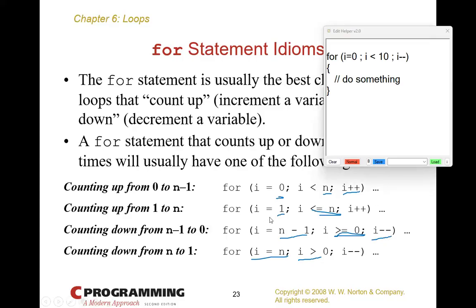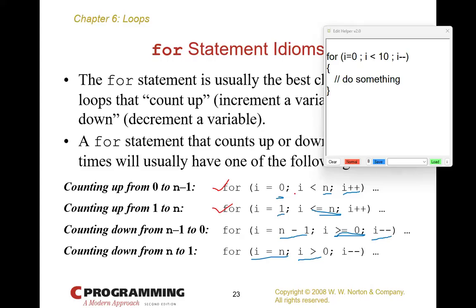For the second one, we are starting at 1, not 0, but we are stopping at n. Observe that we have equal to also. Here we have only less than, but here we have less than or equal to n. At this point, we need to understand the difference between this and this. We are going n times here, and we will go n times here also. For both situations, we will go n times.